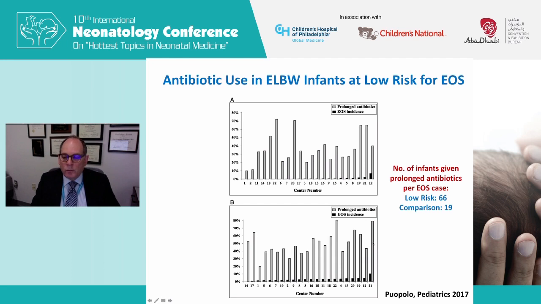And in this paper, she also looked at antibiotic use in ELBWs who were at low risk for early onset sepsis. And you can see these are the different network centers. These are the incidence of sepsis and the incidence of prolonged antibiotics. And you can see, again, there's significant differences between the different sites. This is prolonged antibiotics, early onset sepsis, significant differences, but many, many babies are treated. And if you look at the data, the number of infants given prolonged antibiotics per early onset sepsis case for the low risk group was 66. And for the comparison group was 19.